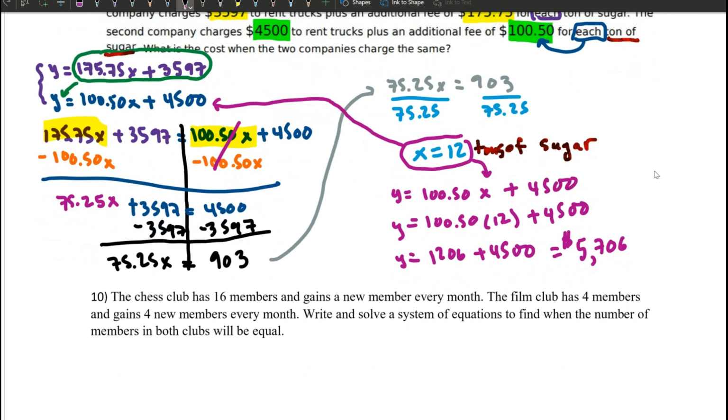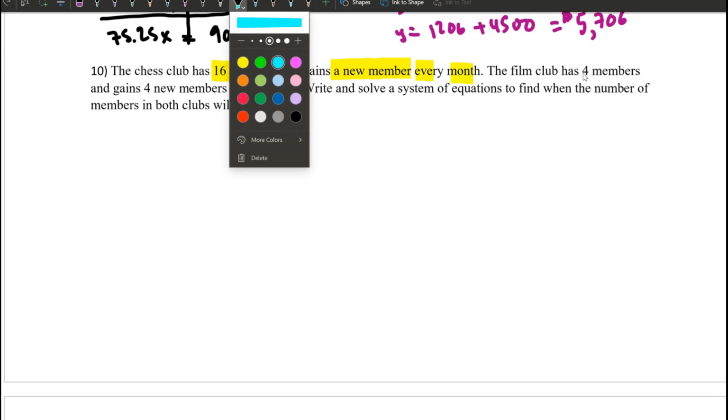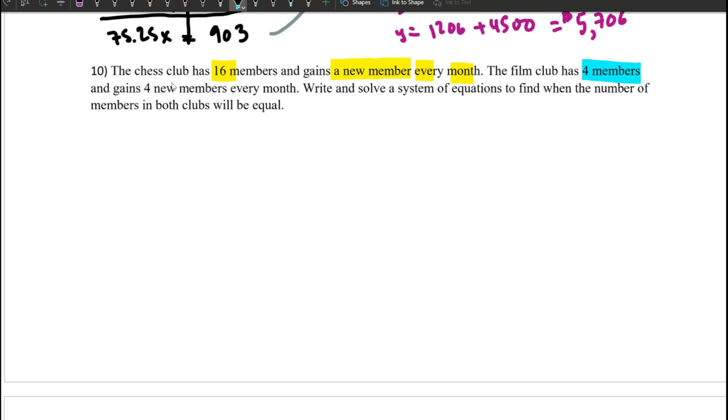Alright, we're heading to the last problem for the back side of the first page. Problem 10. The chess club has 16 members and gains a new member every month. The film club has 4 members and gains 4 new members every month. Write and solve the system of equations. Find when the number of members in both clubs will be equal.